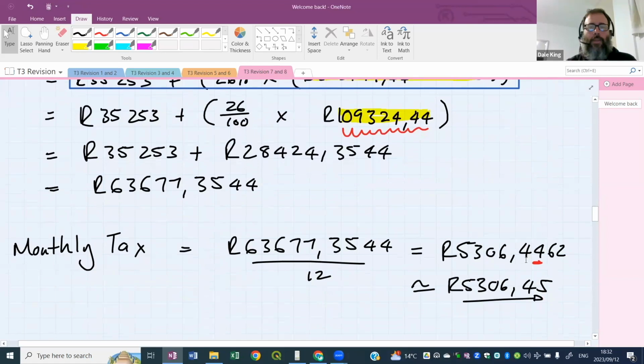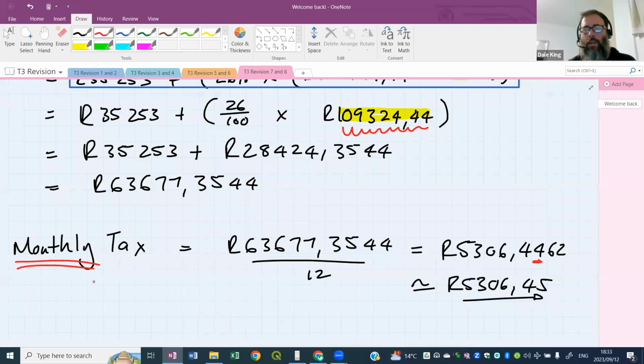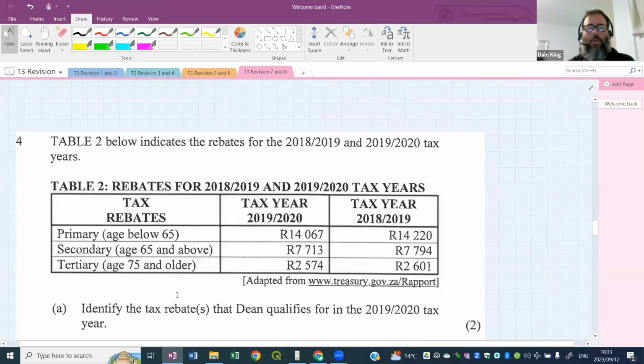All right. Nice and easy to work out a monthly tax. Now, please remember, this is the only way they're going to trick you. We were given an annual tax value. They wanted to work out a monthly tax value. Be careful of that. So in tax tables, look to see, are we working monthly or annually? It's usually monthly, but be careful. They can try and trick you. All right. Next question.